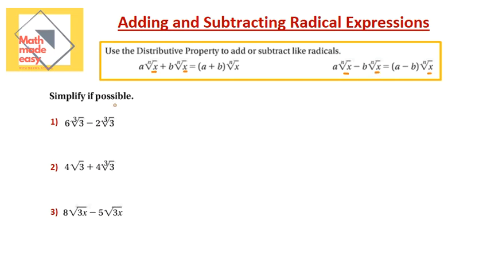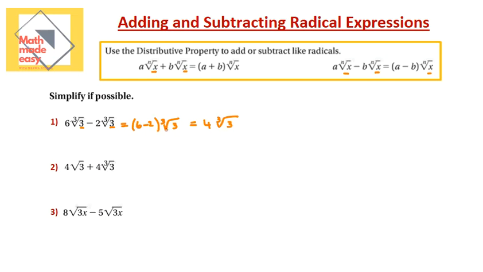It says here simplify if possible, and I have 6 cubic root of 3 minus 2 cubic root of 3. Both indices are the same, and the radicands are also the same. Radicands are the number under the radical. Now, what am I going to do? If I want to follow the same rule, I'm going to take the cubic root of 3 as a common factor, and I'm going to subtract 6 minus 2. You will get 4 cubic root of 3.